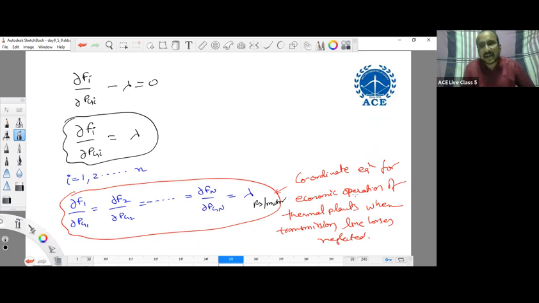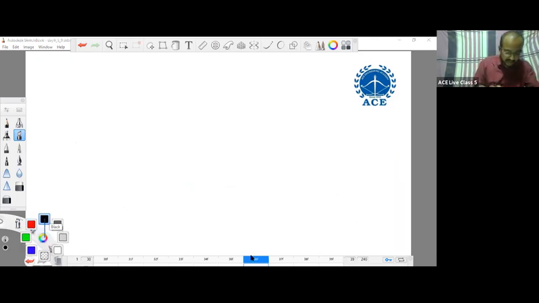The incremental fuel cost of all the units must be same, and it must be equal to Lagrangian multiplier lambda. Understood my point? That is the coordinate equation for economic operation when transmission line losses are neglected.